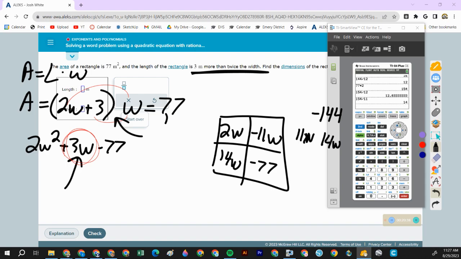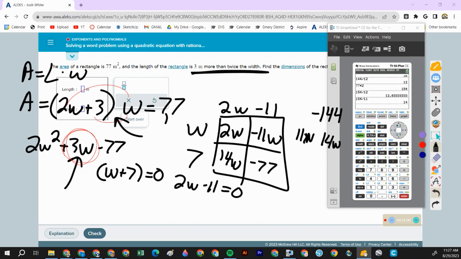What does the top row have in common? A w, and this would be 2w minus 11, and then 2w times 7 is 14w. My factors are w plus 7 equals 0, and 2w minus 11 equals 0. So I get the width is negative 7, or 11 divided by 2 is 5.5.